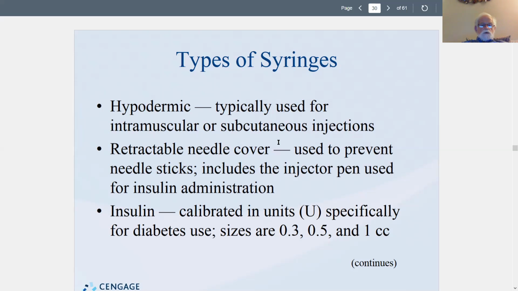Most places now require that we use needles that have protection, that can be covered up at the end of use. You remember from your phlebotomy class, there was a little wing that would flip over the needle when you got done drawing blood. Well, most hypodermic syringes will have that or a variation of it.